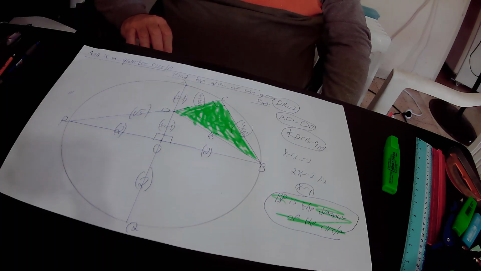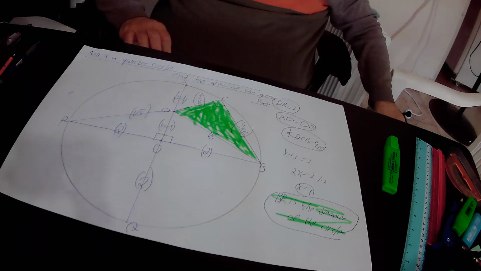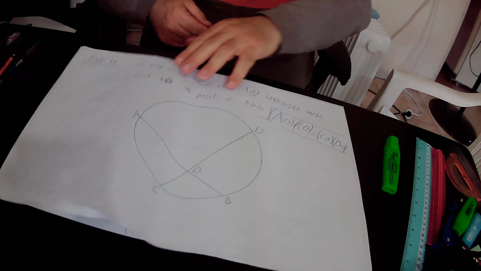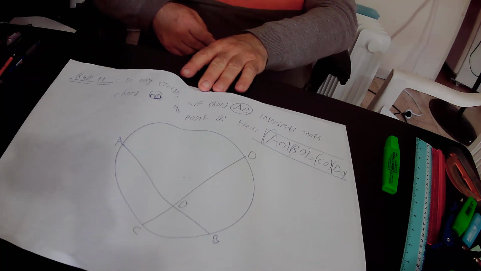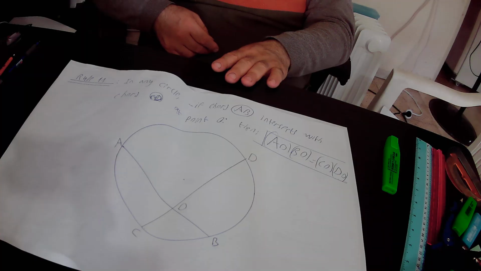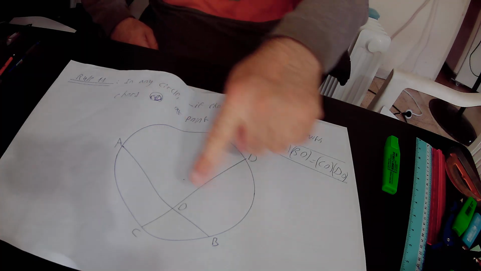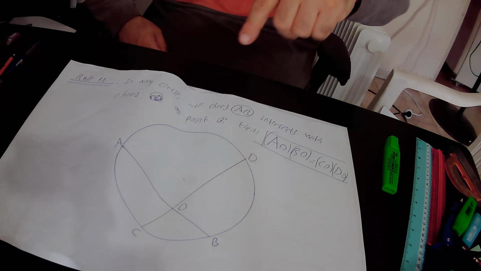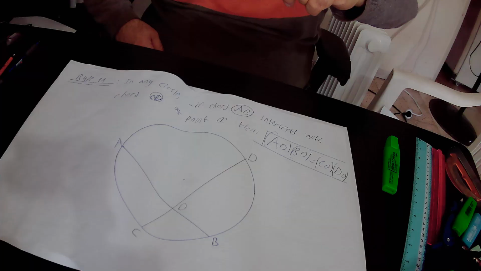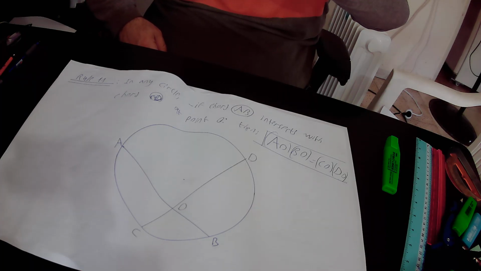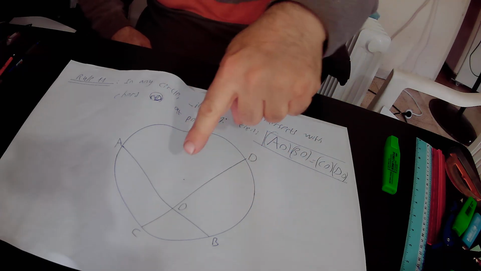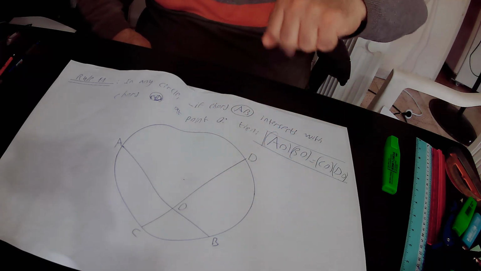So here, we can actually implement rule 11. I'll repeat rule 11 quickly. Rule 11 is true in any circle. In any circle, if chord AB intersects with chord CD at point O, the intersection point of the two chords, then the following equation is true: AO times OB equals CO times OD.